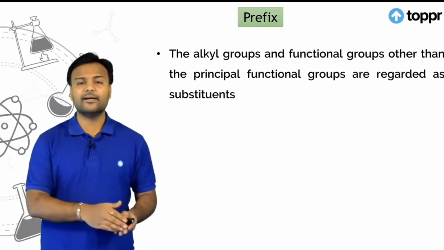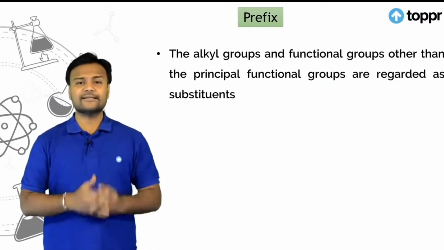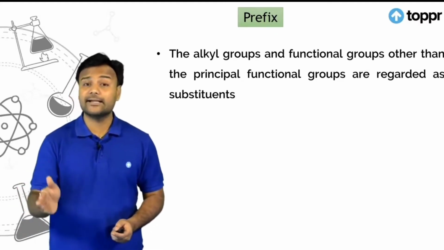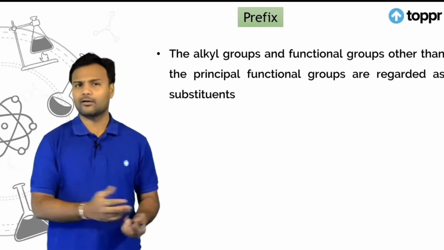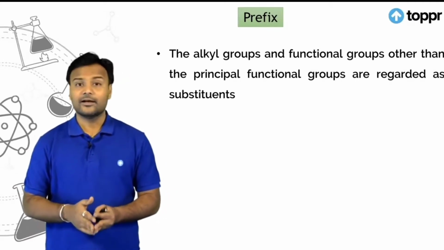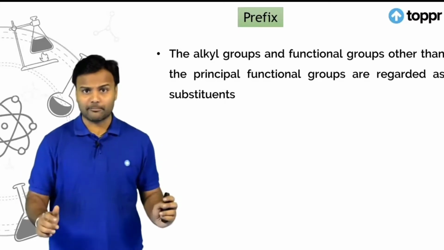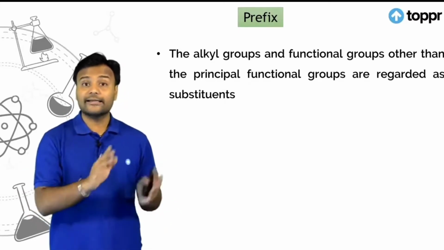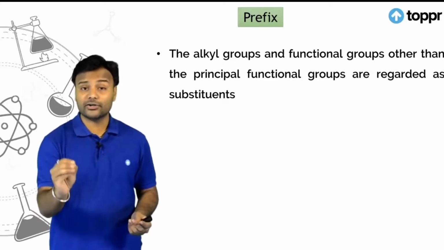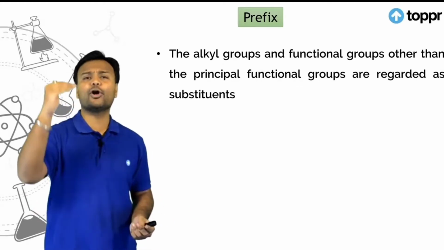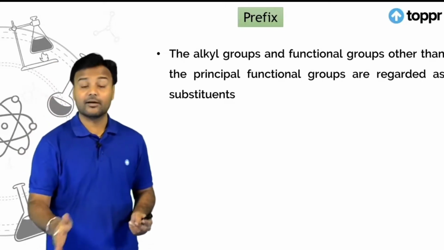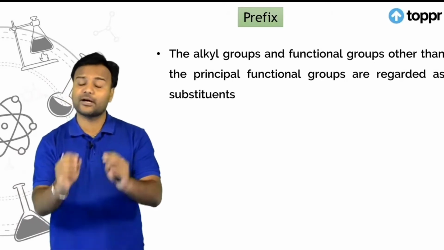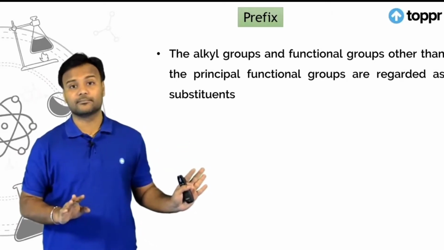So prefixes are generally called substituents. So you can say alkyl groups or any functional group that is other than the principal functional group. What do you mean by principal functional group? So for example, if you have an organic compound where there is more than one functional group, in that case only the functional group having more priority in the priority series is considered as the principal functional group. Rest all the functional groups are considered as substituents only, right?